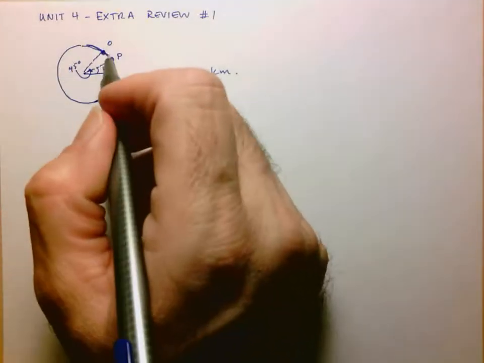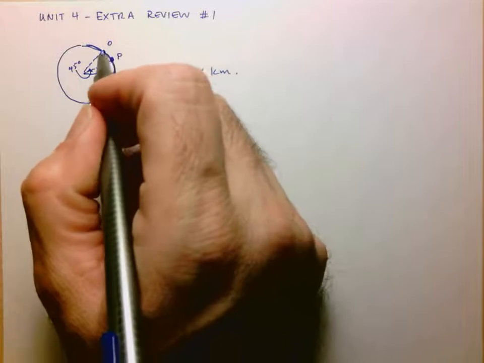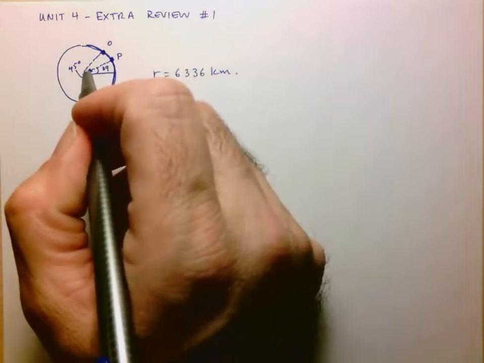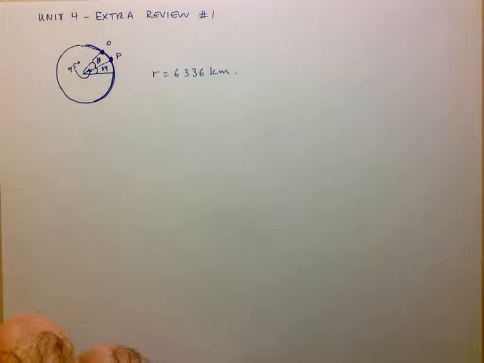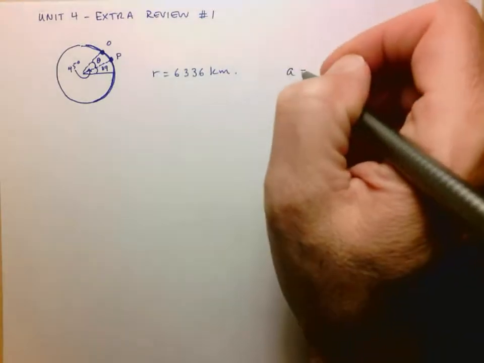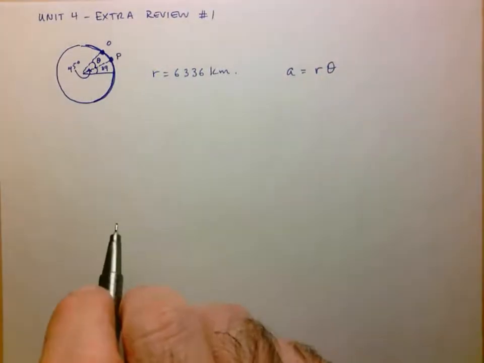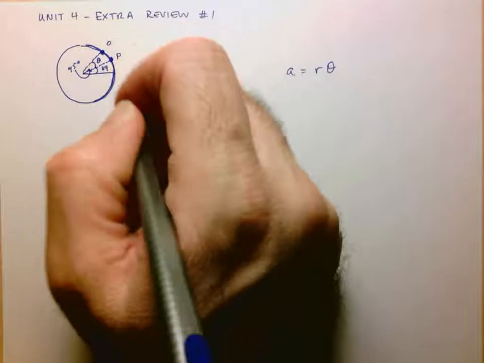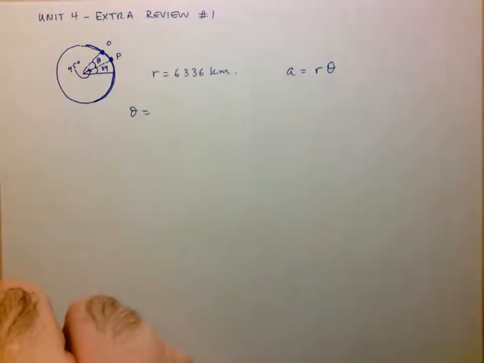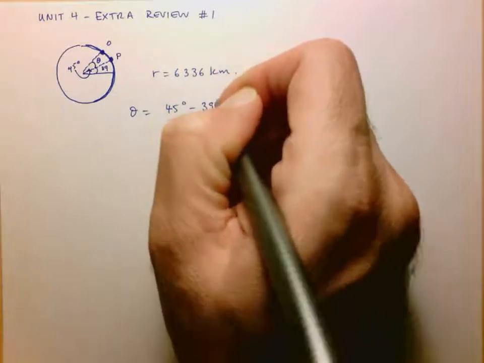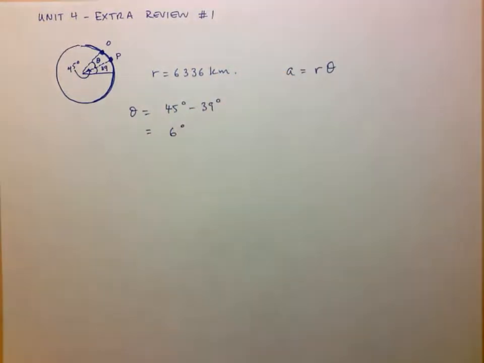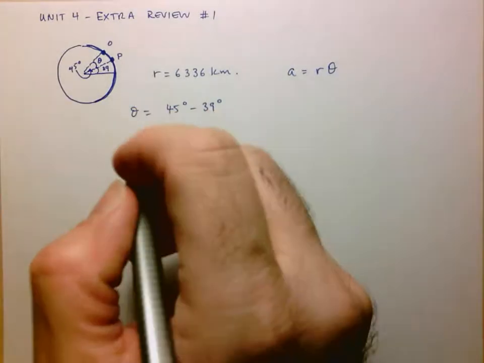We know that the arc length of a circle is just equal to the radius times the angle subtended by that arc, which I'll call theta. Of course, that equation only works if theta is measured in radians. So here in degrees, theta is just 45 degrees minus 39 degrees, so that's 6 degrees. But of course, we need to change this into radians.